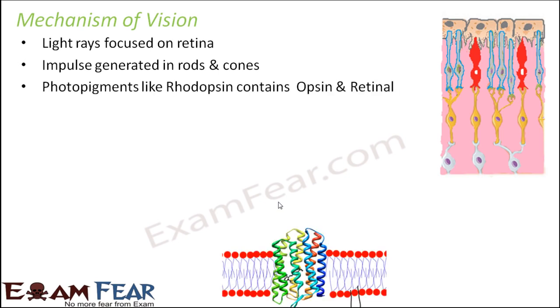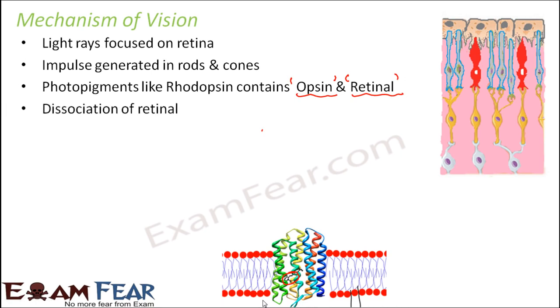Photopigments like rhodopsin. Rhodopsin is just an example of a photopigment which is present in the rods. Rhodopsin contains a protein called opsin with a cofactor, an aldehyde called retinal. This is how the structure of rhodopsin looks. If you see here, the black colored structure at the center is the retinal aldehyde, which acts as a cofactor, and this structure is the protein opsin.